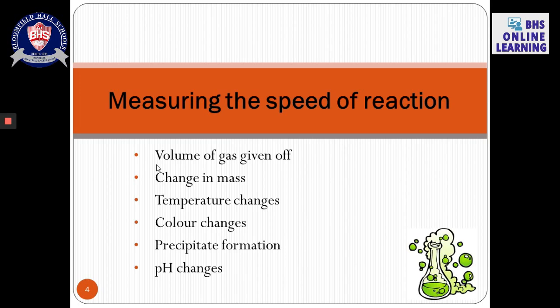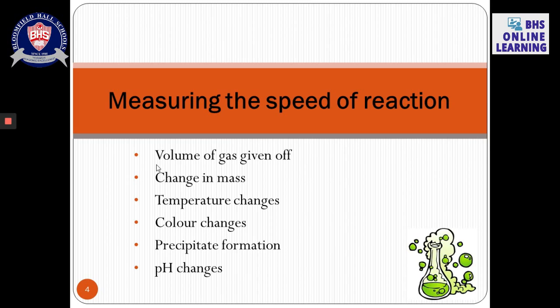Or we can measure the pH changes. The pH stands for potential of hydrogen. Suppose there is a reaction in which acids or alkalis are present. So we can measure the pH. Acids have pHs from 0 to 6. Alkalis have pHs from 8 till 14. So we can measure the pH using a pH meter if a reaction has acid or alkali present.